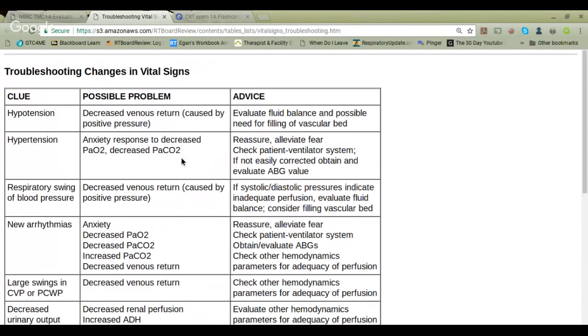Troubleshooting changes in vital signs. Hypotension. A possible problem would be a decreased venous return caused by positive pressure, which is mechanical ventilation. What you'd do is evaluate the fluid balance and possible need for filling of the vascular bed. So that's a good flashcard to make.